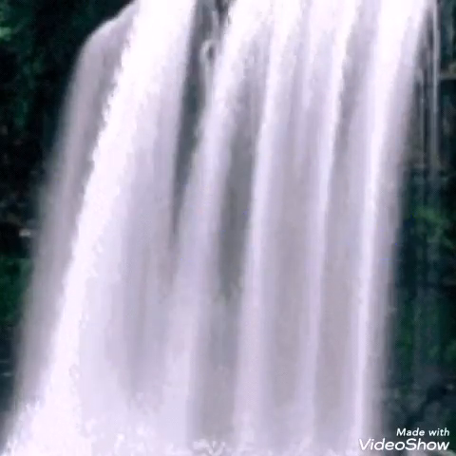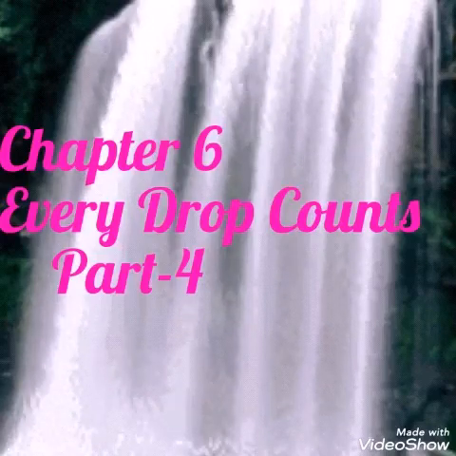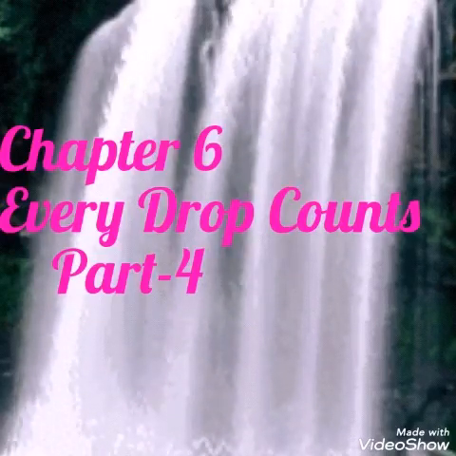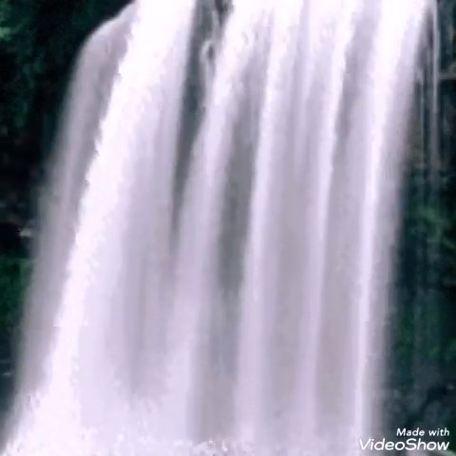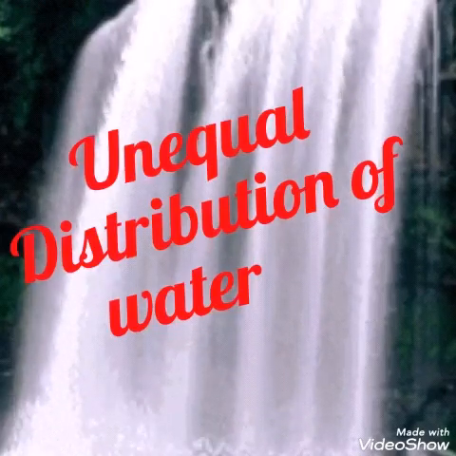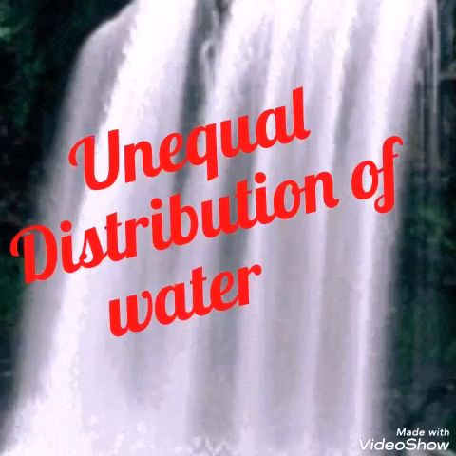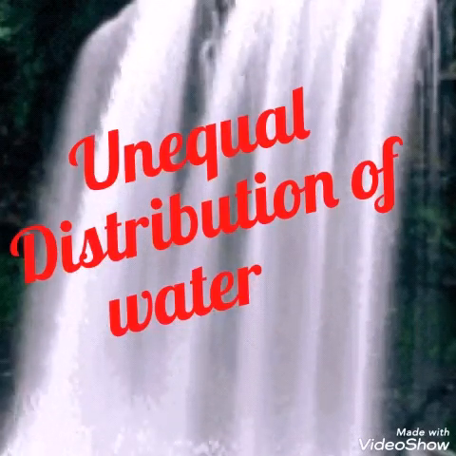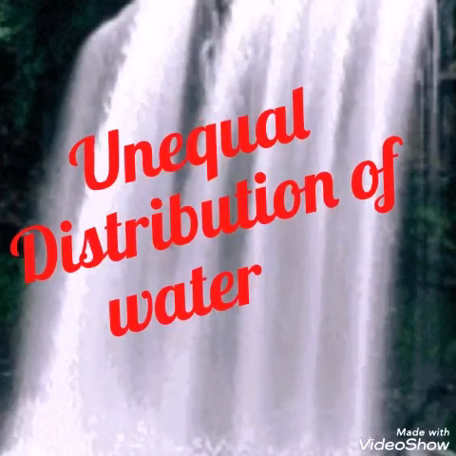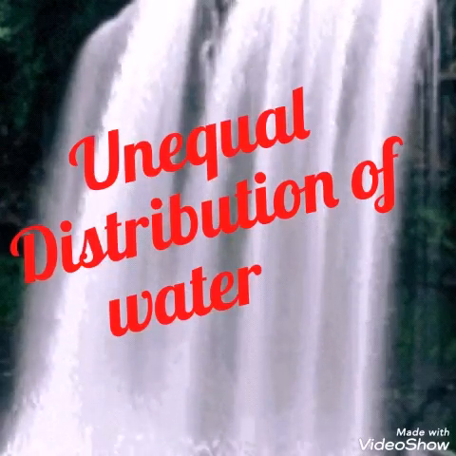You're a part of chapter number 6. This is the fourth segment of this chapter. We will try and understand the unequal distribution of water. Along with this, we will also try to find out what kind of problems people face in arranging water for their livelihood.